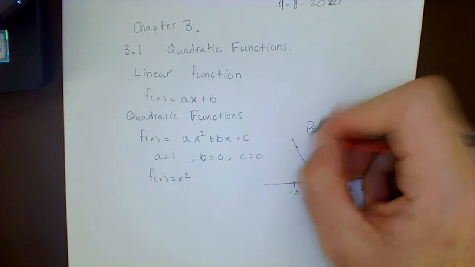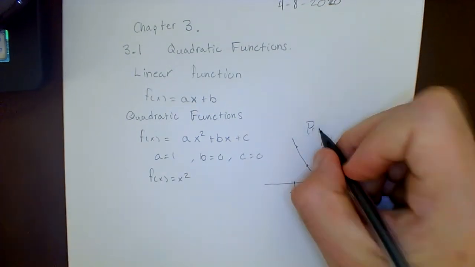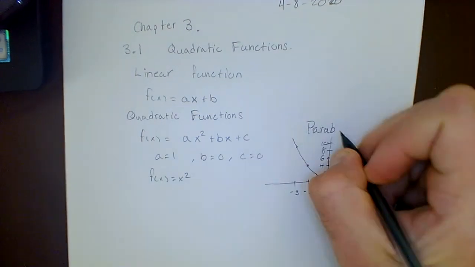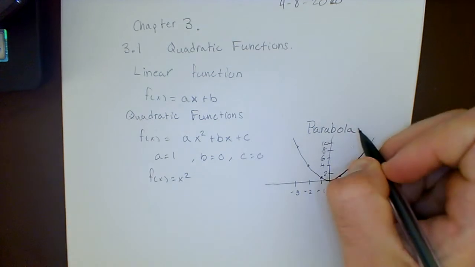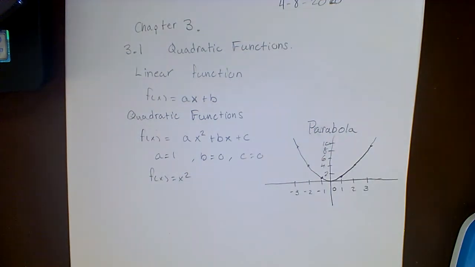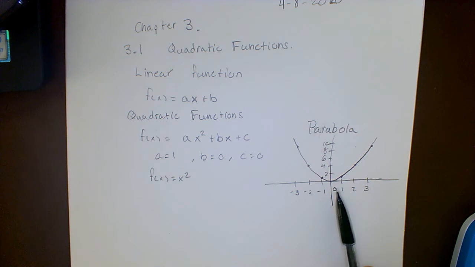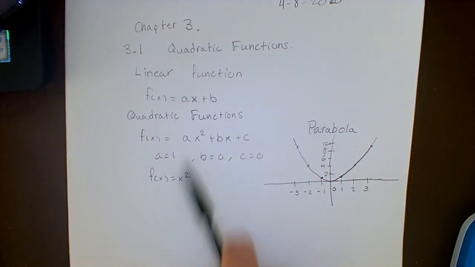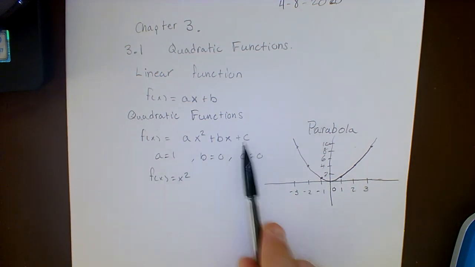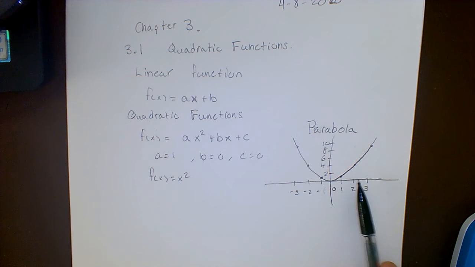It's P-A-R-A. Parabola. Okay, so this is the graph for x squared. Now different choices of a, b, and c will affect the way that the graph of the function looks.